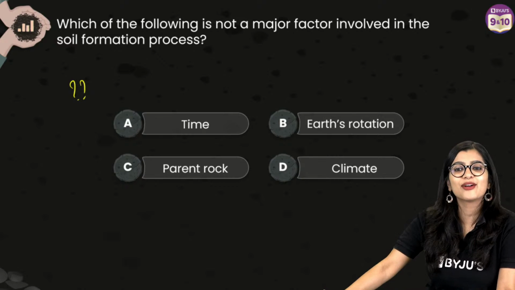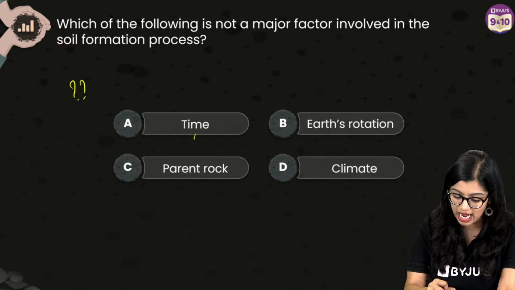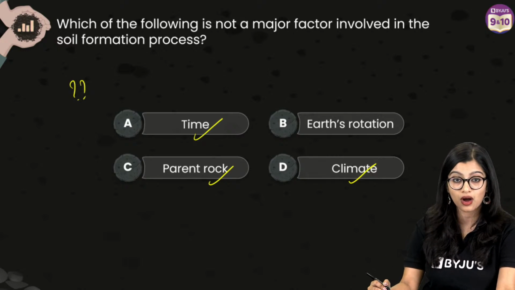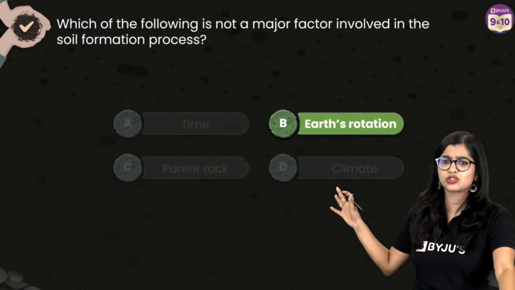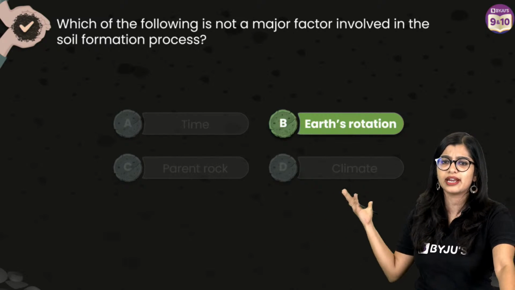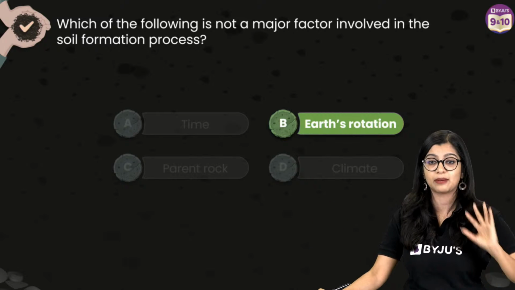Yes. Very good, all of you, very good. We know time, parent rock, climate are all important factors involved in soil formation. Earth's rotation has nothing to do with it, right? So the correct answer here, of course, is option number B.